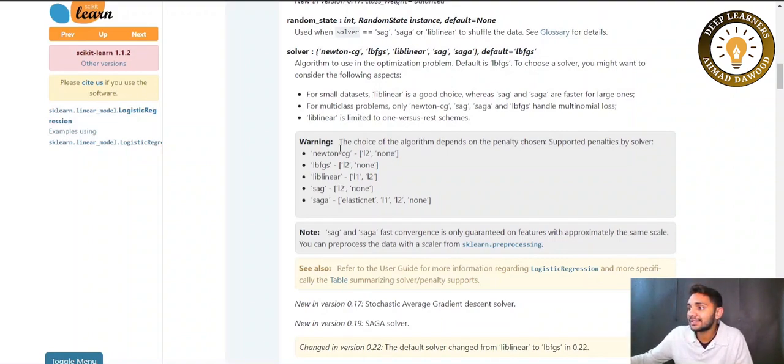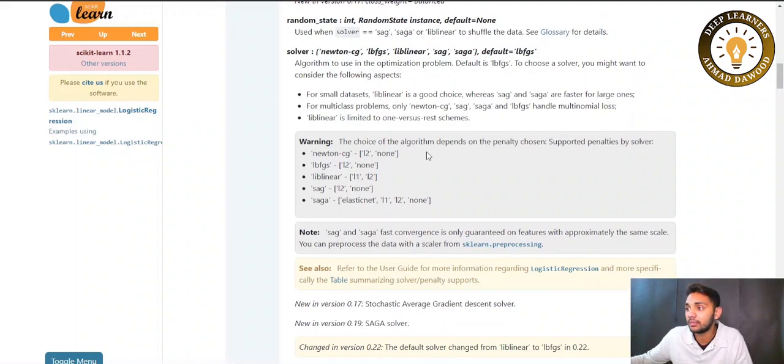Here they are saying the choice of algorithm also depends on the penalty. So if you are choosing Newton CG as a solver, then you can use penalty value L2 or without penalty. You cannot use an L1 penalty here. If you are using solver Newton CG and do that, it will give you a warning.